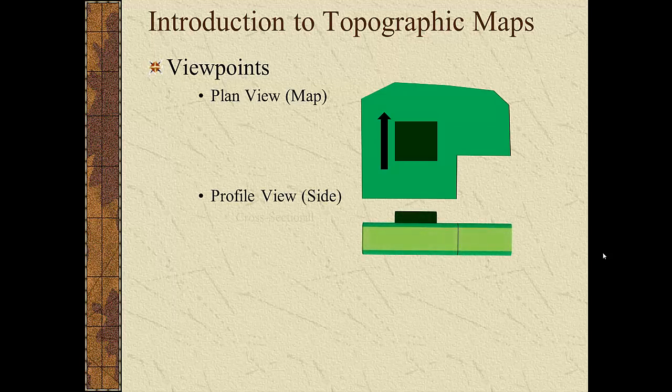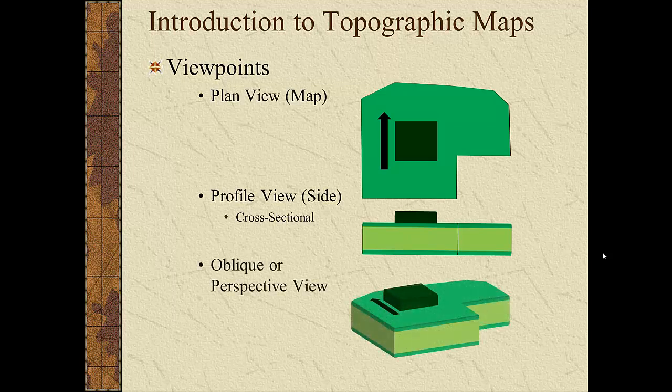Another way we can view an object is in profile view. Essentially, we are looking at the object from the ground level. Here we can now see that the green polygon actually does have some depth to it. We can also see that the dark green rectangle is actually a cube-shaped structure on top of the lighter green block. Notice that we cannot see the black arrow, which suggests that it might be a flat object.